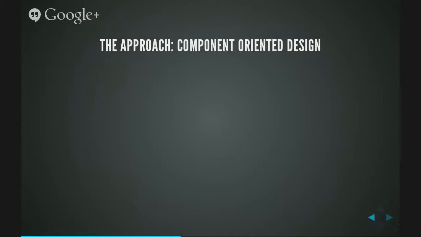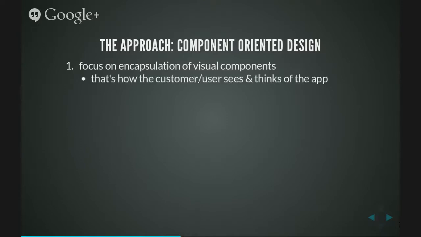I'm going to briefly describe the approach I took here and call out its strengths and how it relates to the goals of TDD. So the first part of the approach I want to call out is that this is component-oriented design first and foremost. So what's that? Well, component here, I mean visual components. Given that this is a GUI, I'm focusing on encapsulation of visual components above pretty much all else. That's my number one principle. So what does that mean?